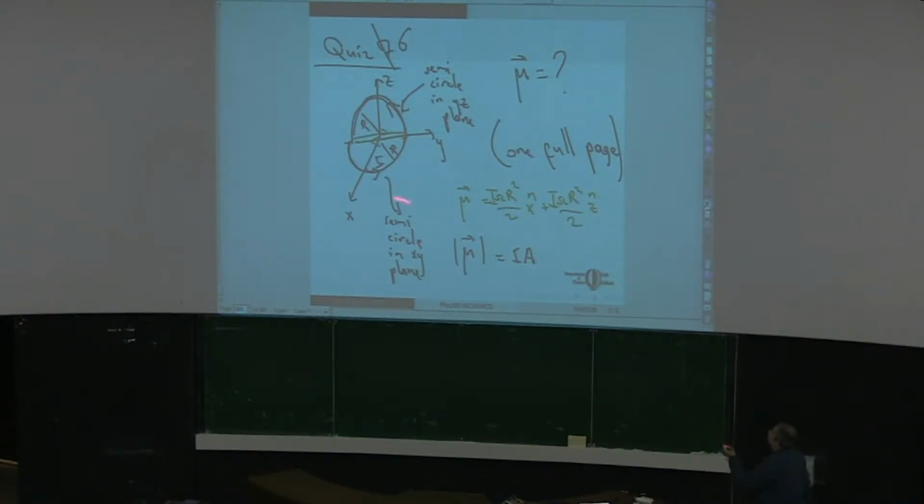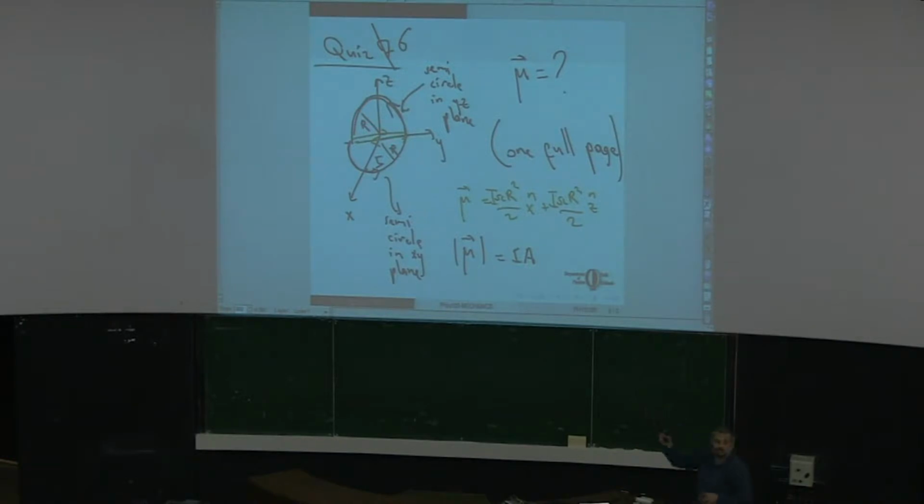Now the other contribution will be from this semicircle on the XY plane. Again, if you just use the right-hand rule, the magnetic dipole moment will be in the Z direction. And its magnitude will again be the same because it has the same area and the same current is running through it, so it is I pi r squared over 2. So this is the total magnetic dipole moment.